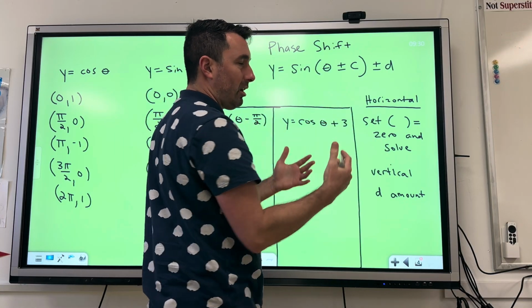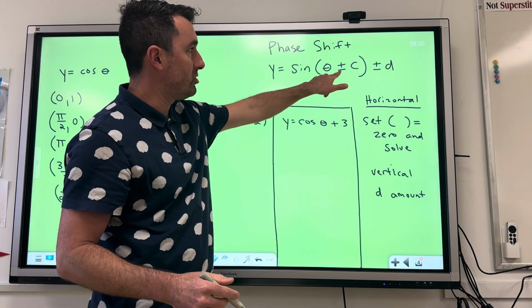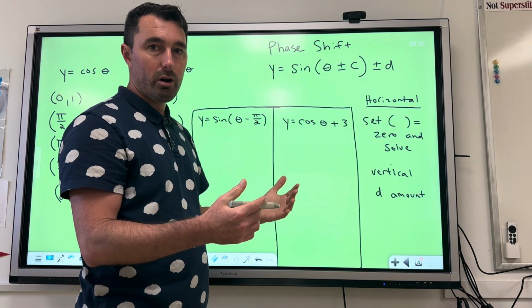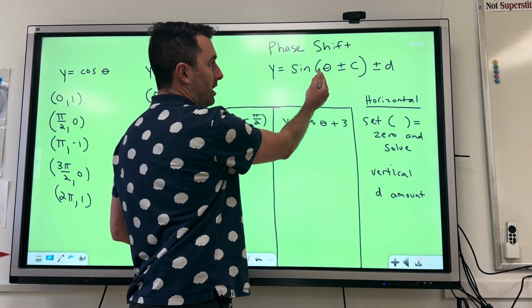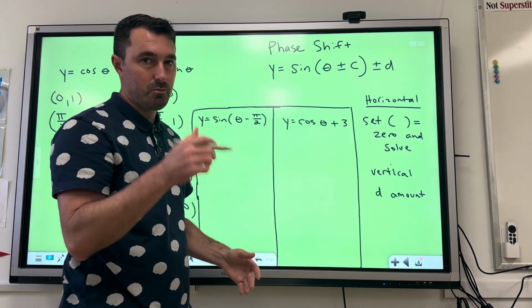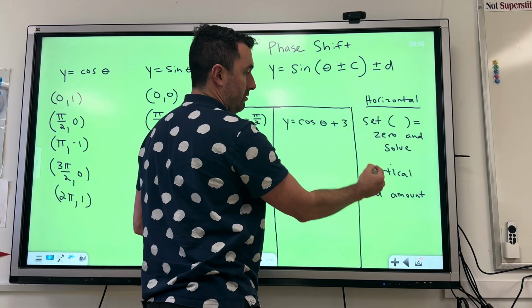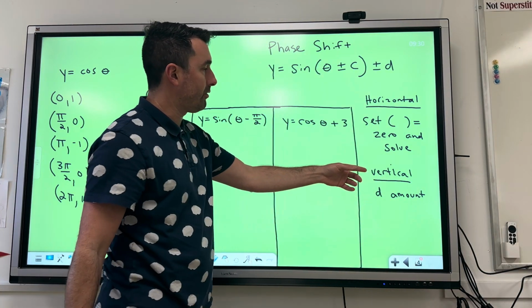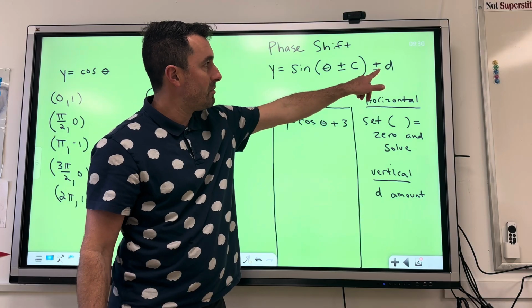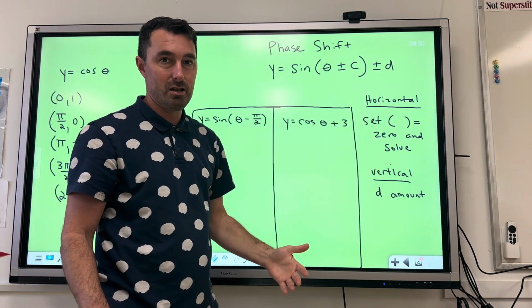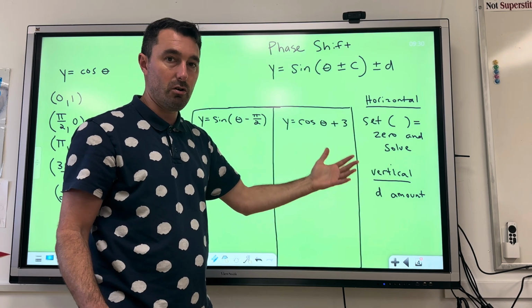And a lot of people think you should just change the sign here and do the opposite of what that sign is. But if we had a more complicated problem where there was a value in front of the theta, that process wouldn't work. So I always tell people to take the inside, set it equal to 0 and solve. And for a vertical phase shift, it's just going to be the amount at the end of the problem outside of the parentheses, sometimes called the D amount. And that's going to tell you how much to go up or down.